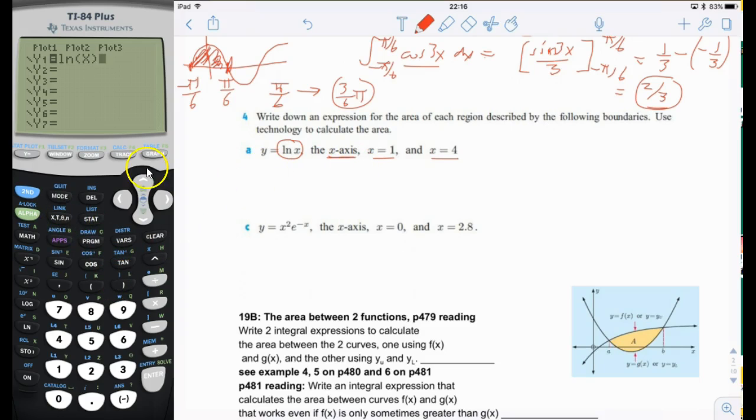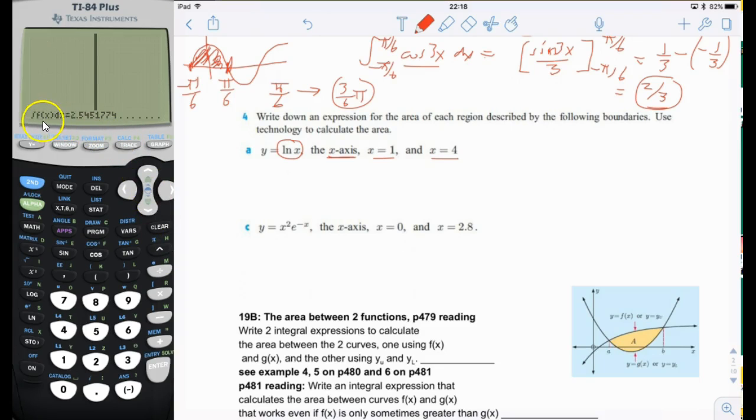Okay, and then we're going to do second calc integral. It's kind of slow. Okay, so it finally came back. Then it asks me what the lower and the upper limits are. The lower limit and the upper limit are going to be 1 and 4. So first we put 1, and then we put 4. Okay. And the answer it gives us is 2.55.